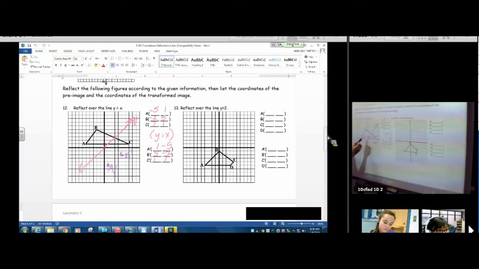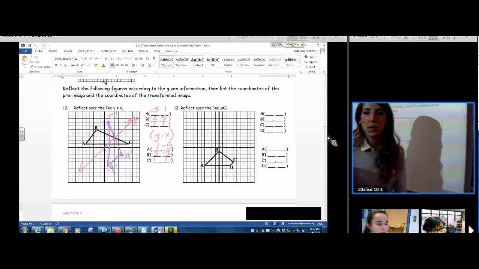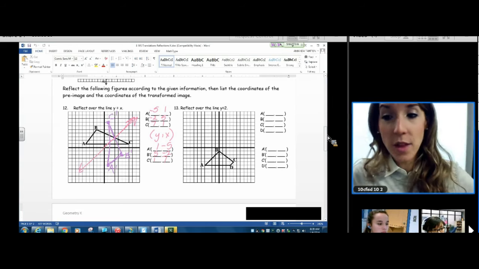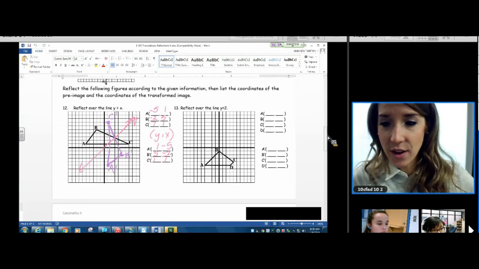B prime. And C is 1, 1, 2, 3, 4, 5, 6, 7. C prime. Connect the dots. Doesn't that look cool? So that is that obtuse triangle. I think it's obtuse. Yep. Reflected over the line y equals x. And yes, it's going to overlap.